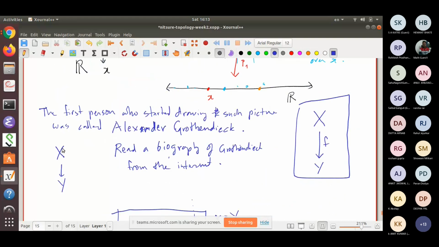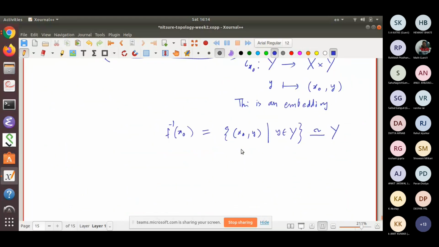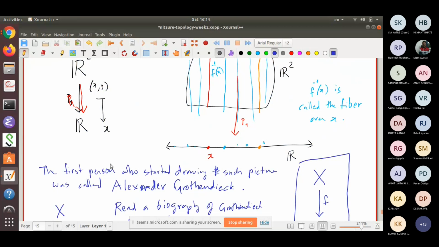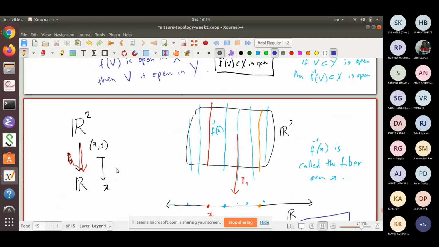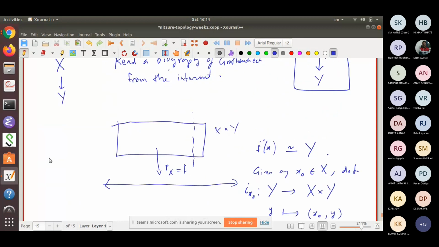So is this example of embedding clear? I said anytime you have a product, you have lots of embeddings. The fibers are all embedded. Is this example clear? Okay. So the diagonal is embedded, fibers are embedded. Now let me give you one more example. No, you get the idea. There's no point giving more and more examples of embedding.